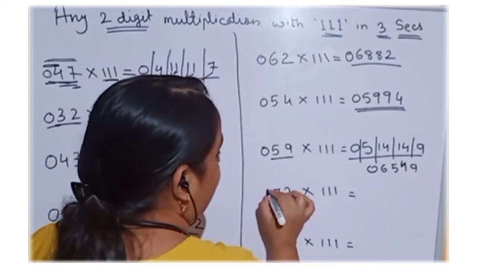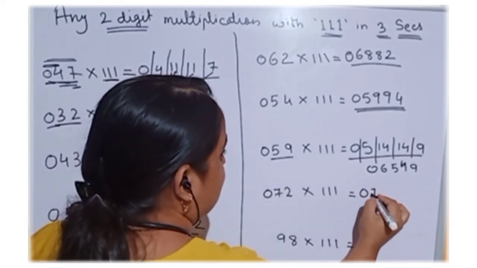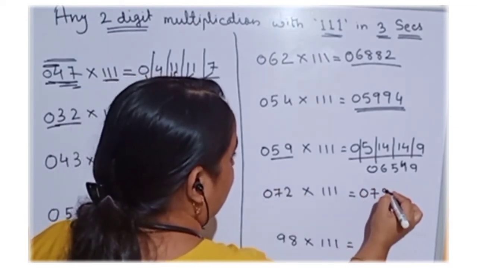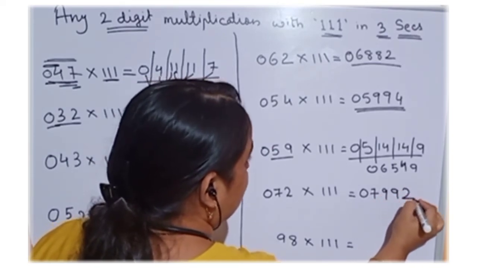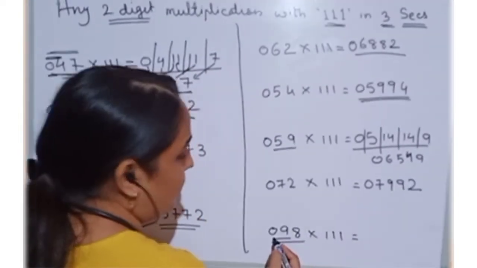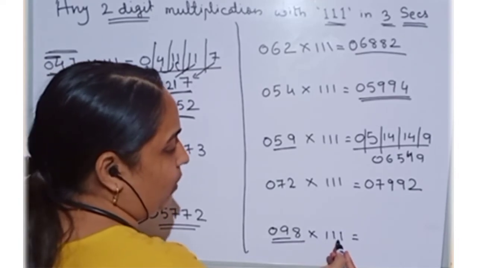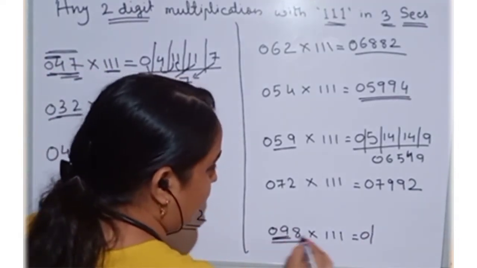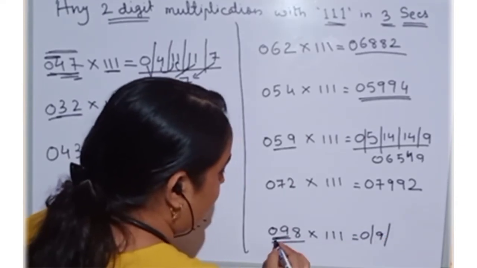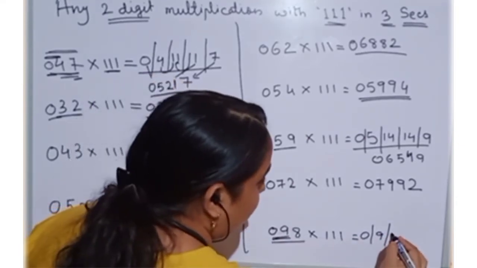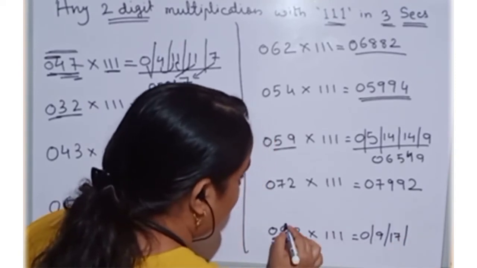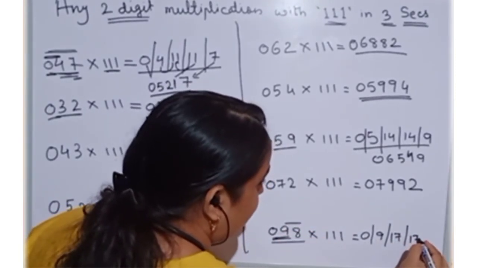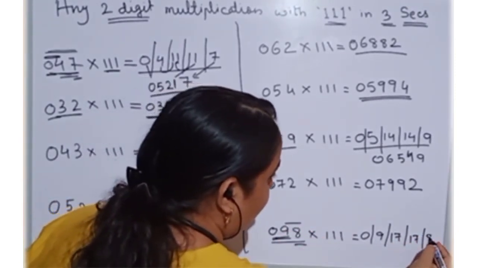72. Add 0, 7, 9, 9, 2. Last will be 098 into 111. So first we will write 0. 0 plus 9 will be 9. 0 plus 9 plus 8 will be 17. Again 9 plus 8 will be 17 and last will be 8.